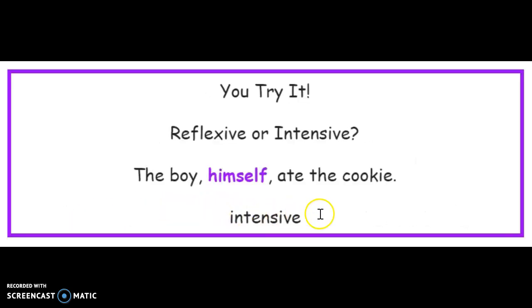If you said intensive, you were correct. Let's look at our sentence again. The boy himself ate the cookie. Were we reflecting back to the subject? Sort of, but intensive is a better choice because it's coming directly after the subject, boy, and it's adding that emphasis on the subject. The boy himself ate the cookie. Might be something that we say to a 2-year-old.